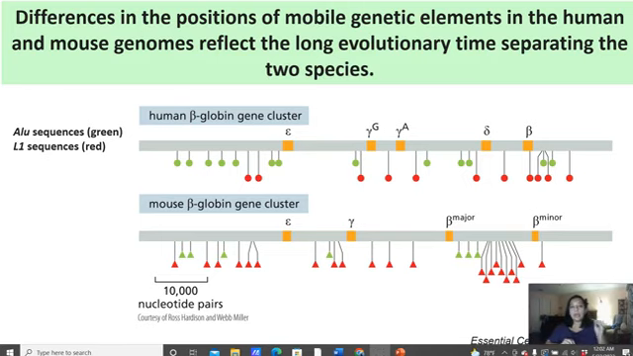Here we are looking at the human beta globin gene cluster and the mouse beta globin gene cluster from that chromosome 11 like we saw before.